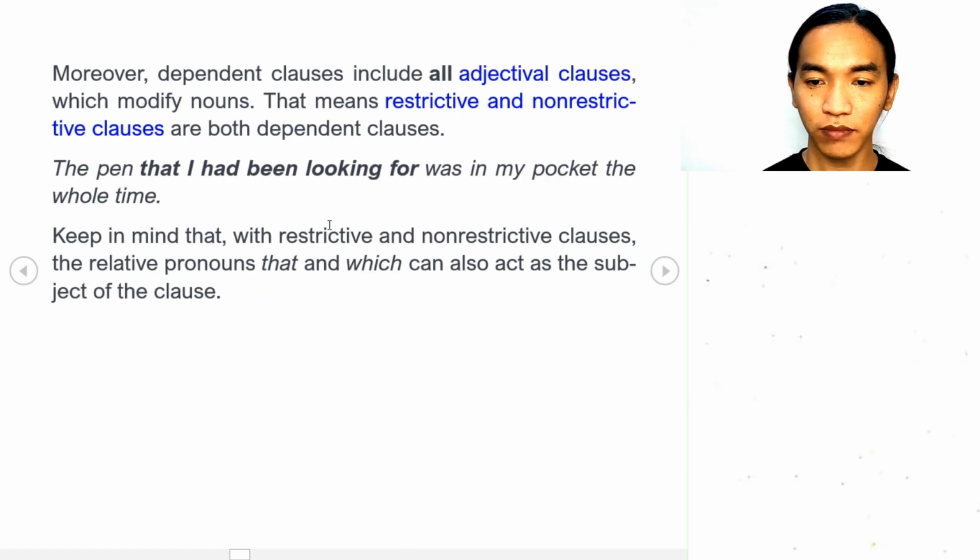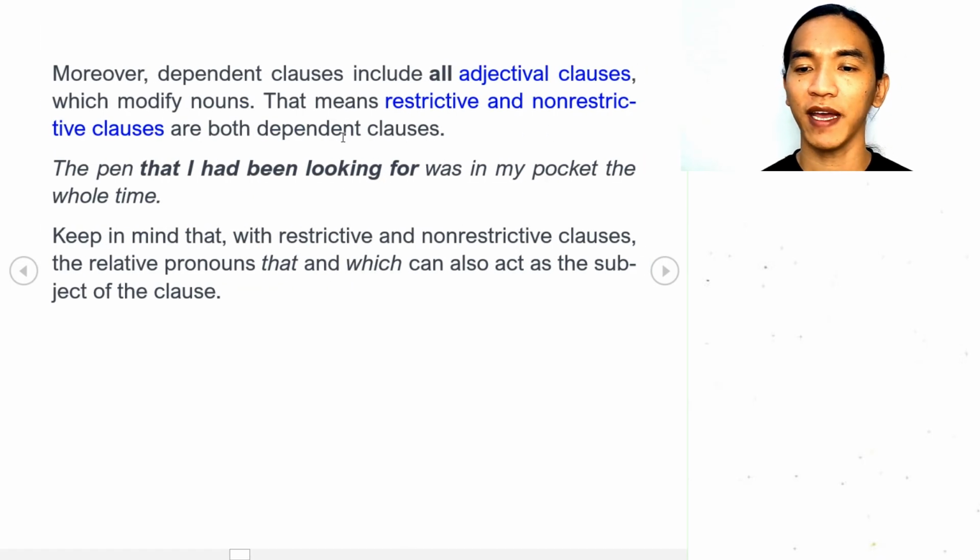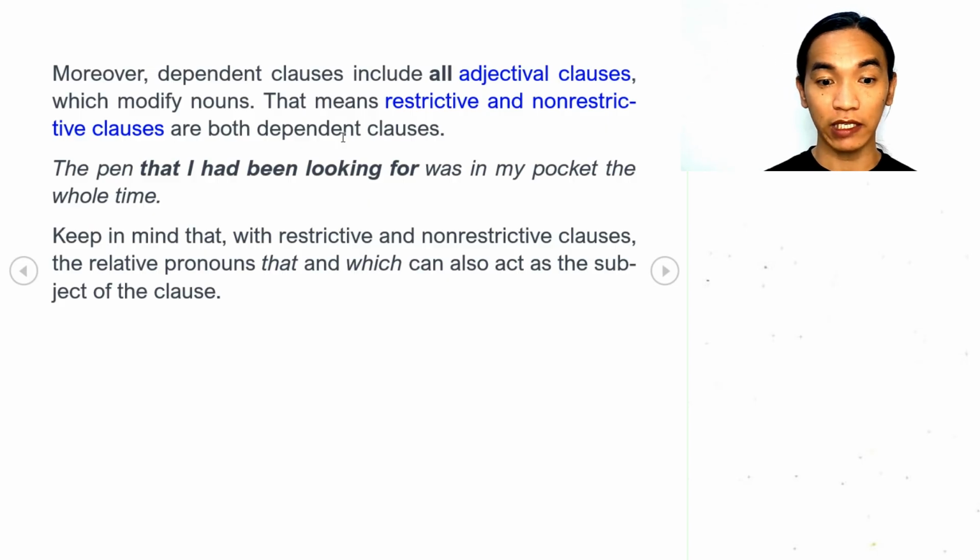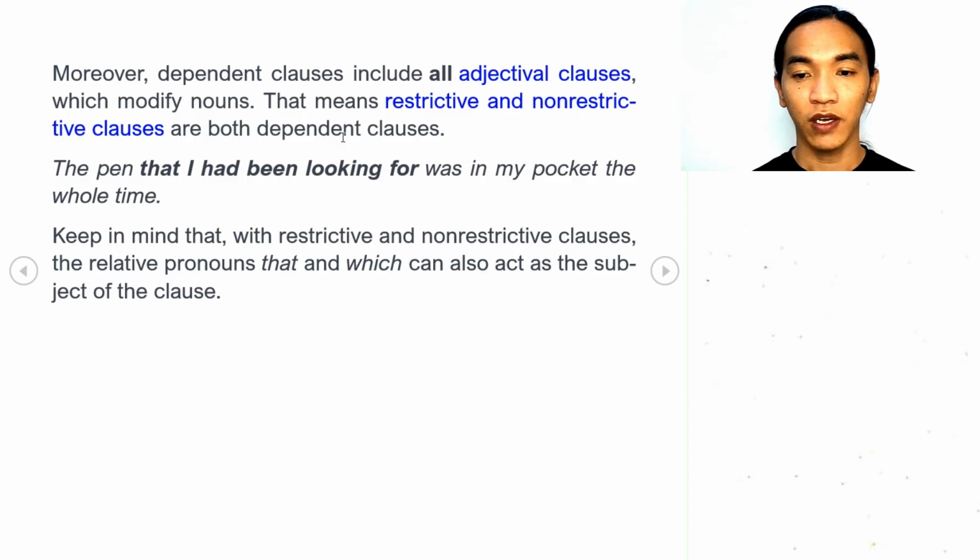Now, moreover, dependent clauses include all adjectival clauses which modify nouns or noun phrases. That means restrictive and non-restrictive clauses are both dependent clauses. So if you remember our relative clauses, we have restrictive and non-restrictive, but they are still kind of dependent clauses.